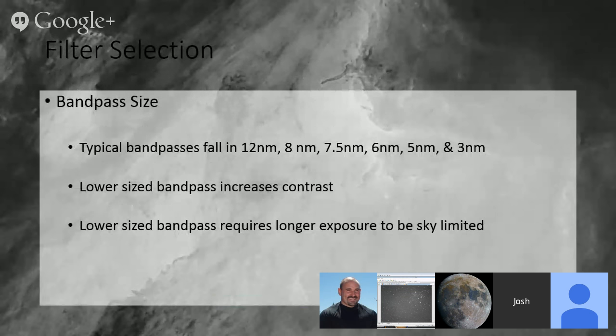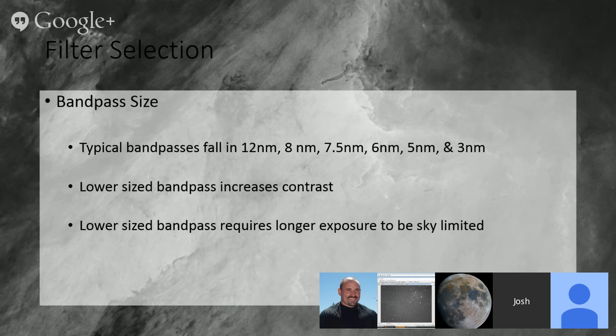Some of the main things that you want to think about mostly are the bandpass size. They can range from pretty wide, even wider than the 12 nanometer I have listed here, and all the way down to 3 nanometers, depending on which manufacturer you go with and what kind of filters you go with. One that I don't have mentioned are UHC filters, which sometimes will actually have wider band passes around some of these emission lines, and actually cover a couple of the emission lines at the same time instead of just one of the emission lines.